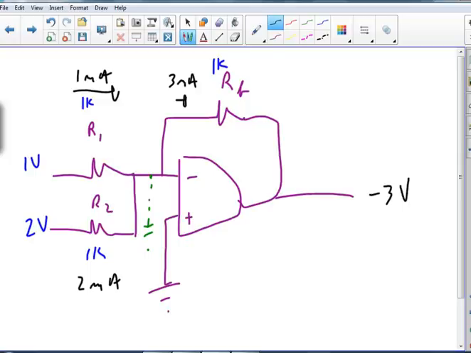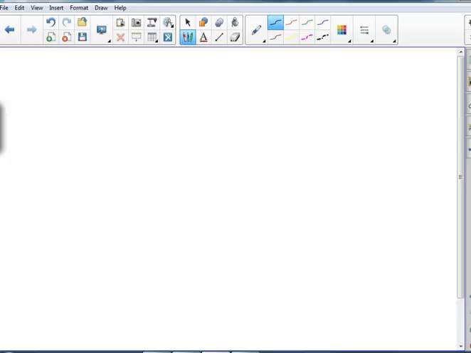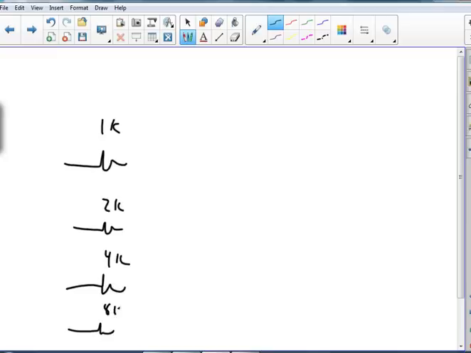We could change the resistors on these guys, and we could even get more complicated. So let's say we had this guy be 1K, and that guy be 2K, and this guy be 4K, and this guy be 8K. And we're going to go into a summing amplifier.